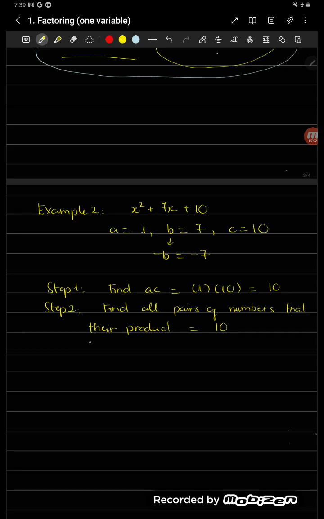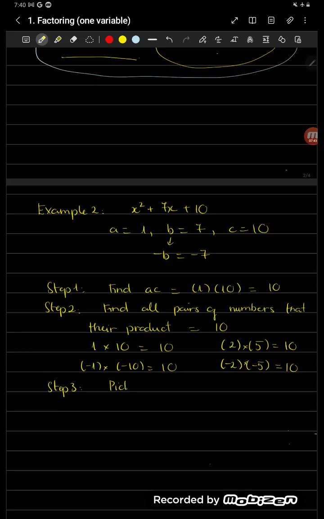Okay, we have 1 times 10 equal to 10. You have negative 1 times negative 10 equal to 10. And then you have 2 times 5 equal to 10. You have negative 2 times negative 5 equal to 10. Okay, so that's all. You cannot find any other pairs of numbers whose products equal 10 anymore. So now you need to go to step 3.